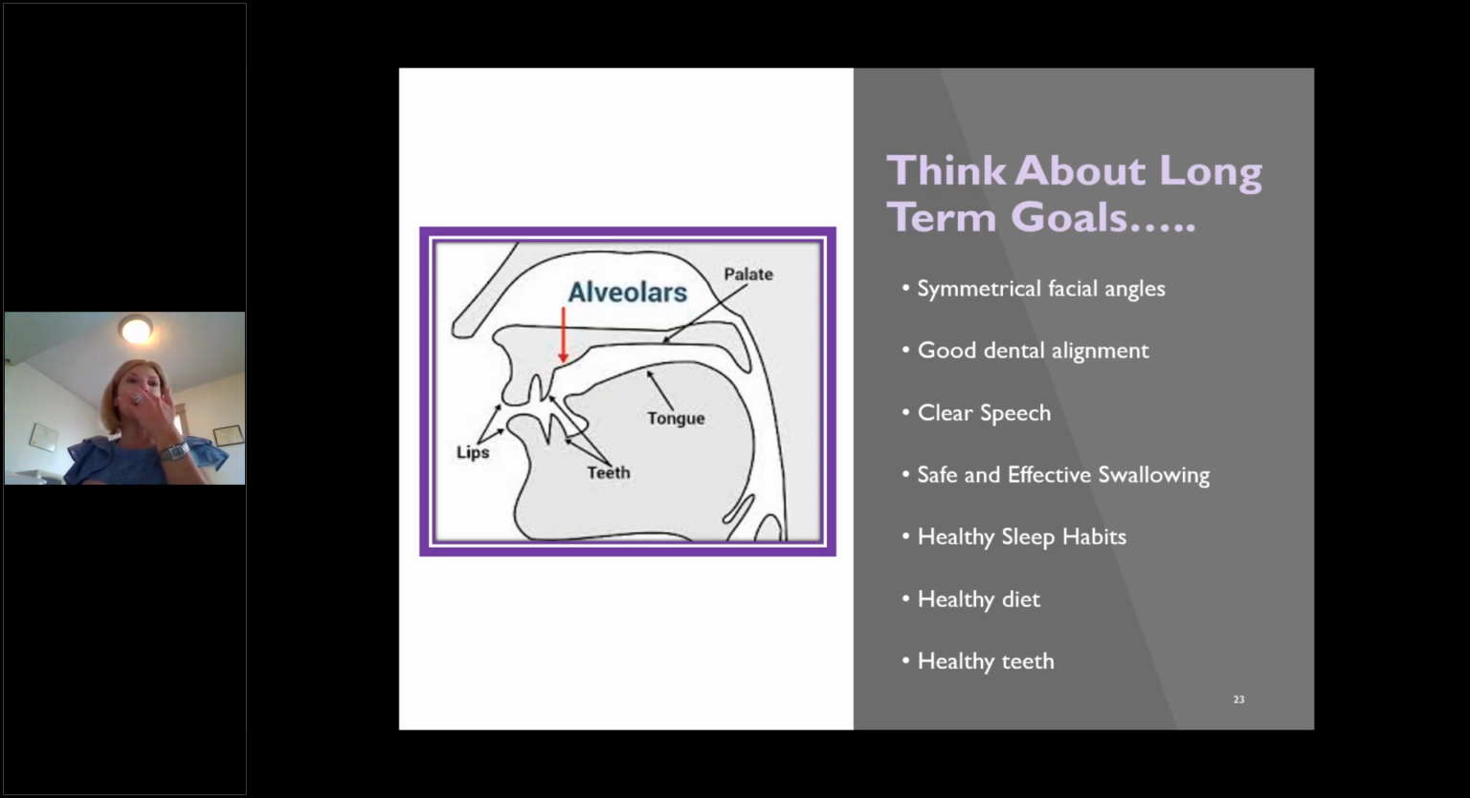Healthy diet. We don't want kids eating the Cheez-It cheese doodle diet, or avoiding meats. Meats are a big one. Meats are more difficult to masticate and form a bolus with. I see a lot of kids on these really carb-focused diets, and the pediatricians might not be recognizing it's because they have oral dysfunction and they're not properly handling different textures of solids. And we also want healthy teeth.